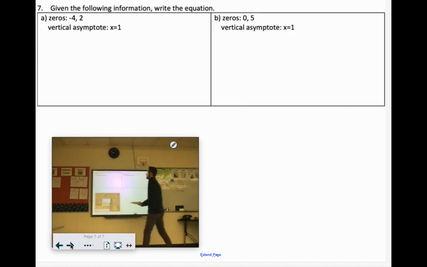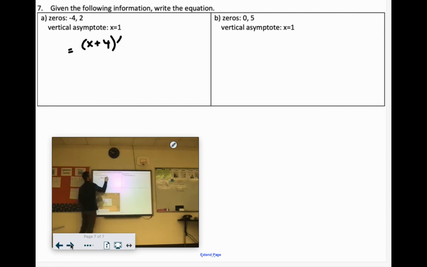That was a doozy. All right, this is the last thing, which is good because I only have 1 minute. The zeros are negative 4 and 2. So remember that goes in the numerator. So it would be x plus 4 times x minus 2. And there's a vertical asymptote at x equals 1. So that would be x minus 1 in the denominator.